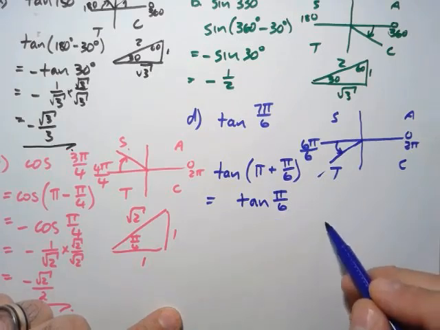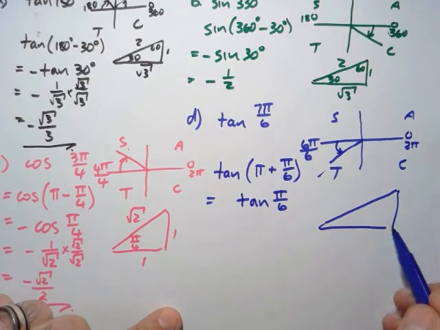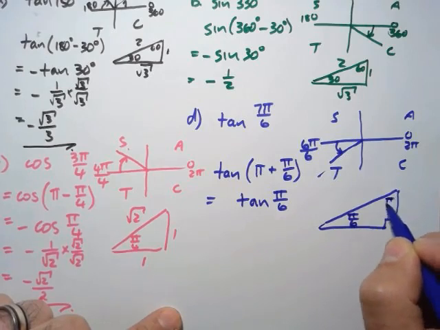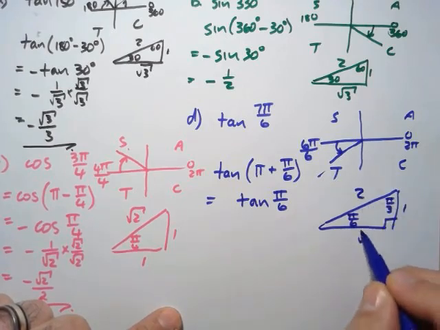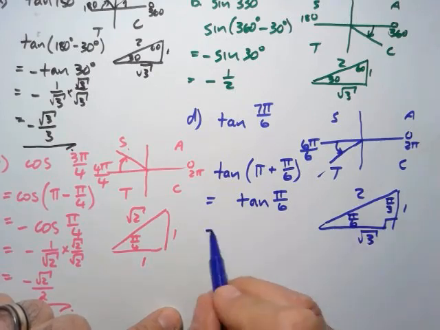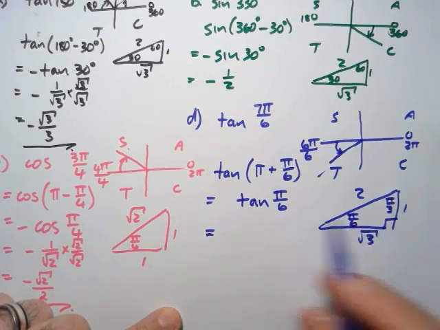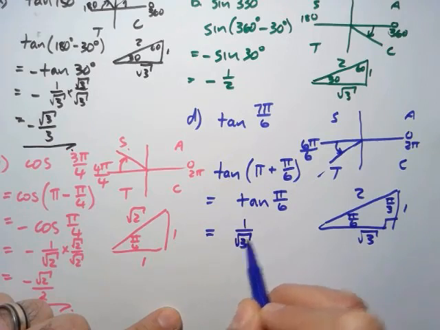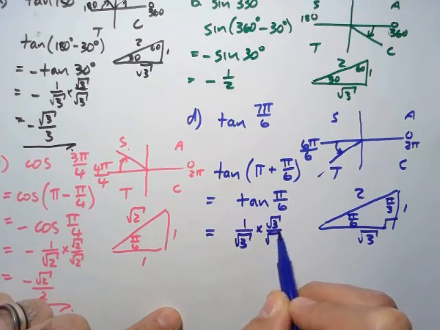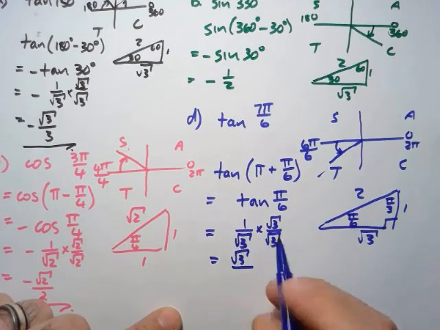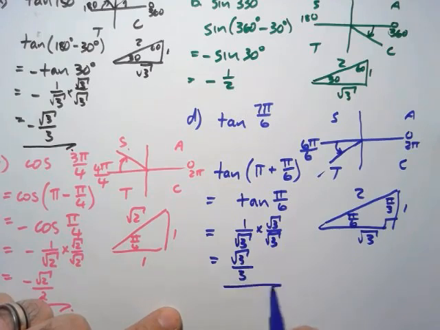Pi over 6 special triangle. That is pi over 6. Pi over 3, special triangle, 1, 2, square root 3. So you have to show that every time. The tan is opposite over adjacent. That's pi over 6, 1 over square root 3. Rationalize by multiplying by square root 3 over square root 3. That will give us 1 times square root 3 is square root 3, divided by square root 3 times square root 3 is 3. You need to do quite a bit of these if you want to master it.